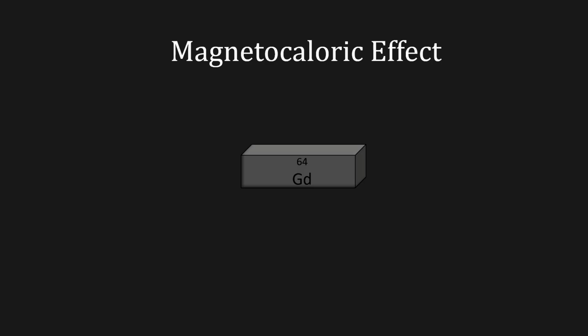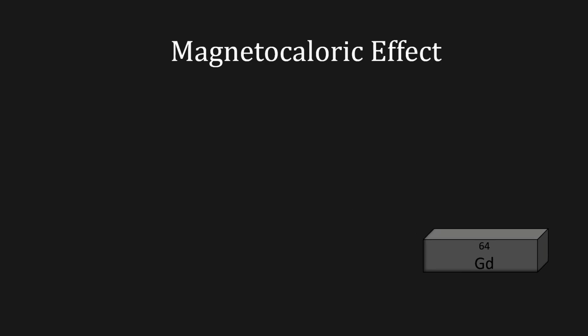So what's actually causing this temperature change? And how can we implement it in a cycle? Let's zoom in to the atomic scale.